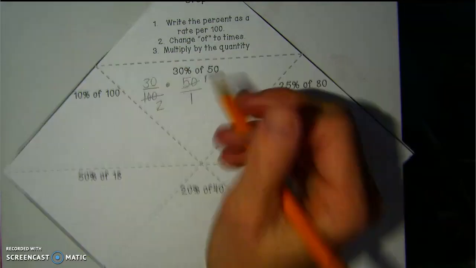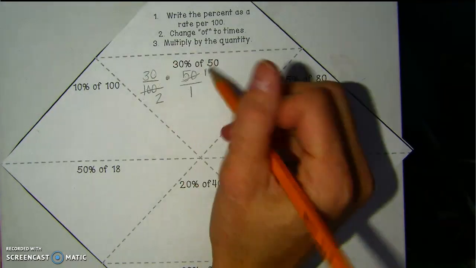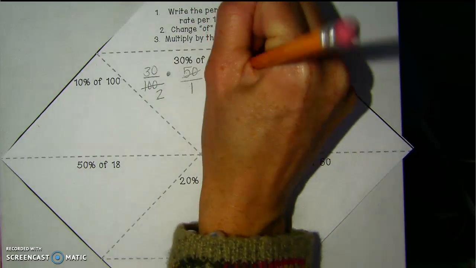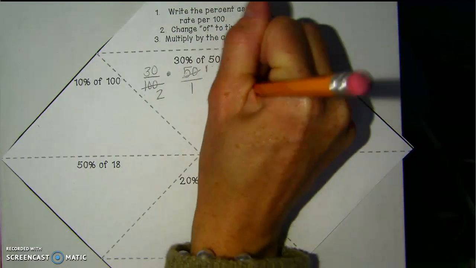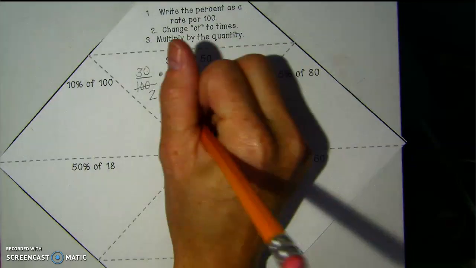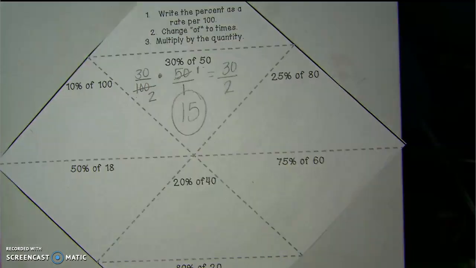Now we're going to just multiply straight across. What is 30 times 1? 30. And then what is 2 times 1? 2. Now we're left with 30 over 2. So we have to simplify this fraction. What is 30 divided by 2? 15. That's it. So if I ask you what is 30% of 50, what would the answer be? 15. That's it.